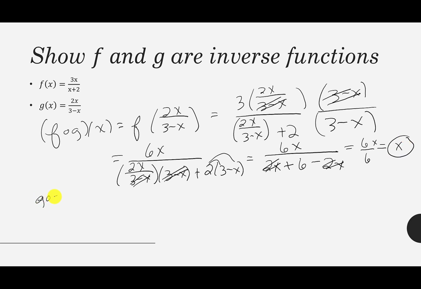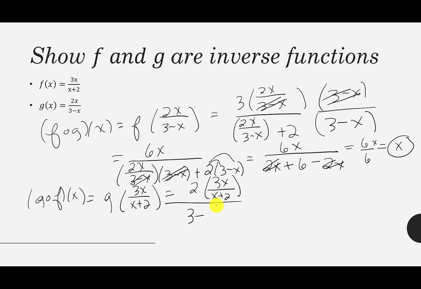Let's go the opposite way, g composition f of x, which this time says I'm starting with my f, plugging it into g, so I have g of 3x over x plus 2. This is 2 times 3x over x plus 2, divided by 3 minus 3x over x plus 2. Just like the last one, I need to multiply by this denominator of x plus 2 over x plus 2.